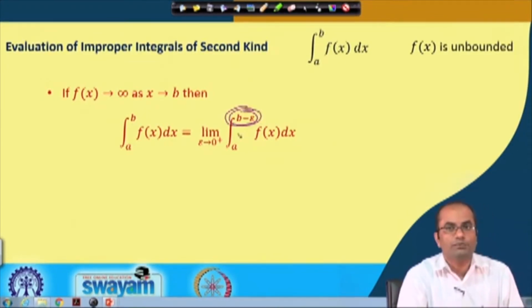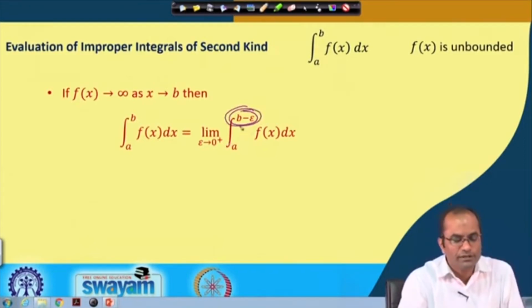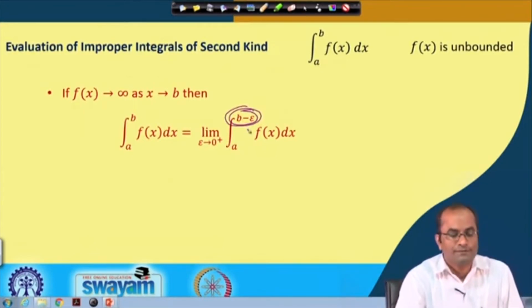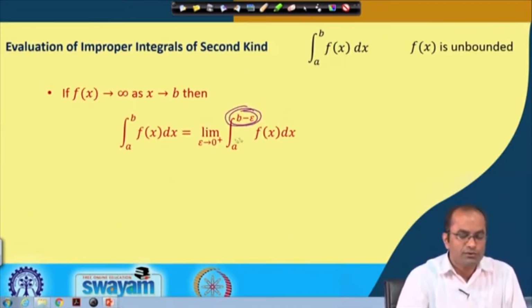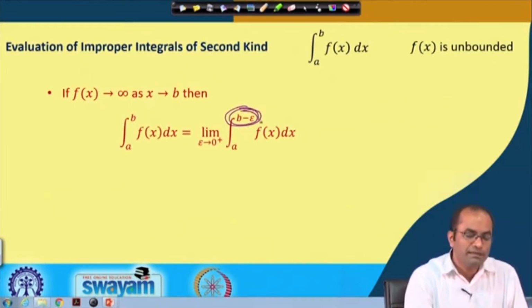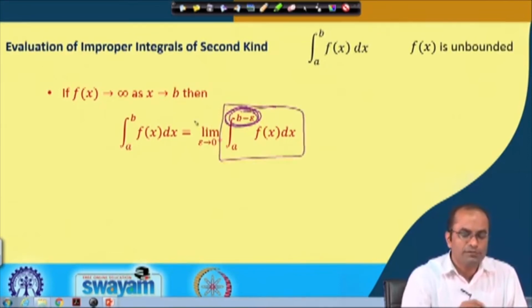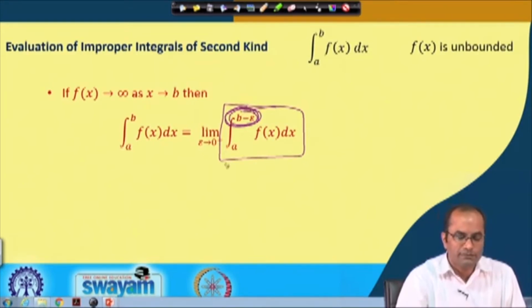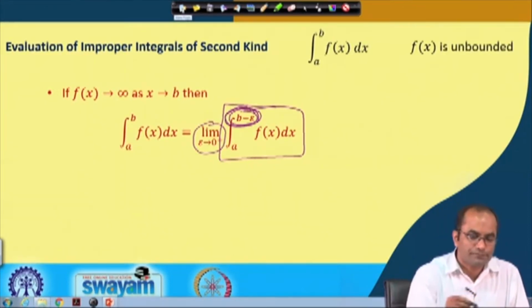We have introduced this epsilon and subtracted it from b. The problem was at b, so we have avoided it now by using b minus epsilon, because f(x) was tending to infinity when x was tending to b. Now this is a nice, proper integral, which we will evaluate using the techniques developed for the evaluation of integrals, and later on we will take the limit epsilon tending to 0 from the right side.